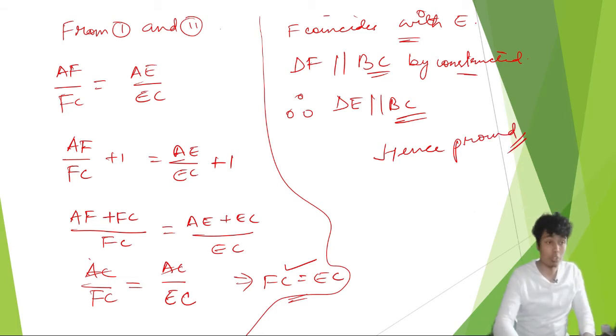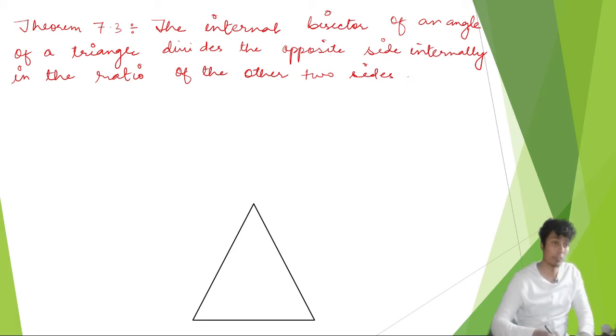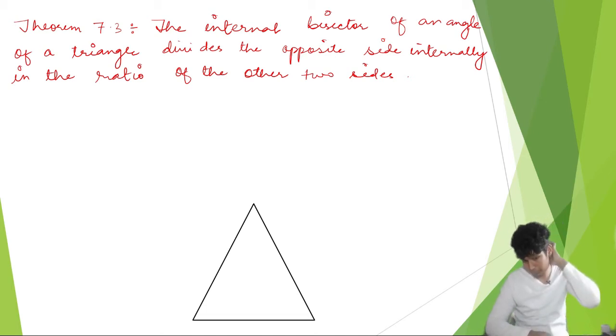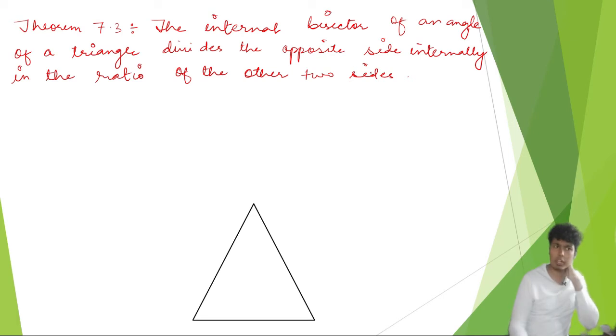Let us go and do another question. That is theorem number 7.3. The internal bisector of an angle of a triangle divides the opposite side internally in the ratio of the other two sides. Okay, let us do theorem number 7.3. Internal bisector. Let us understand what bisector means. If you take any angle and divide the angle such that this angle and this are equal, then this is called internal bisector.